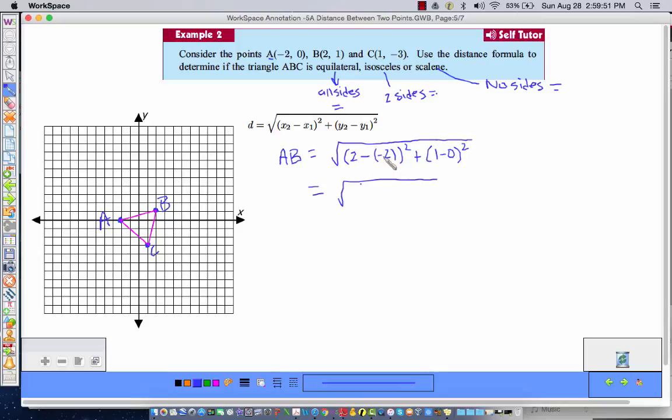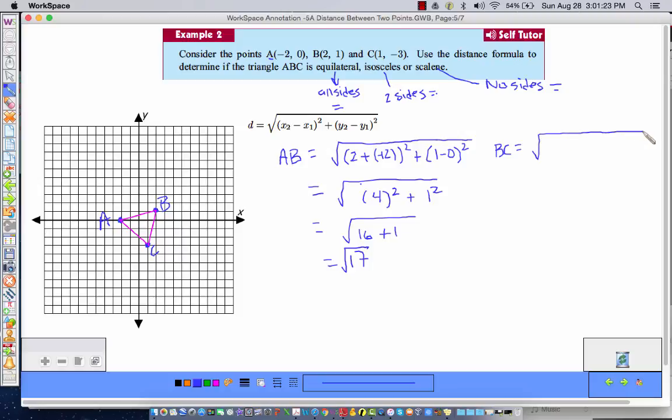Because 2 minus a negative 2 becomes 2 plus 2. So that's 4 squared. 1 minus 0 is 1. So that's 1 squared. So that's the square root of 16 plus 1, which is root 17. Oh, this should be the square root of 17. I'm an idiot. Okay. So now BC we do in the same manner.